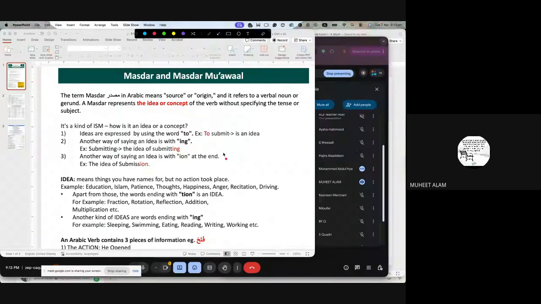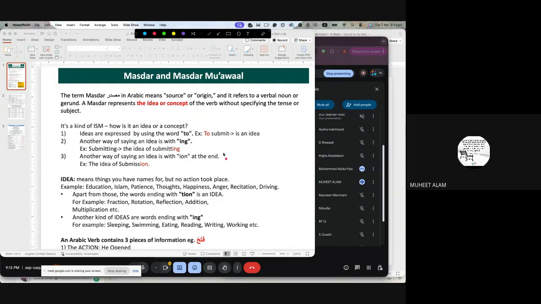So this is a very important lesson as well in Arabic grammar. Before we go to the Arabic terms, let's understand it with English first. So in English, how do we convey an idea? How do we express an idea of an action without saying who did it or when it was done?